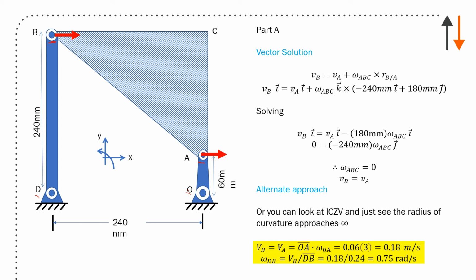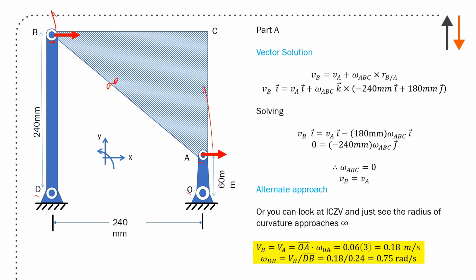And so I can put in the terms, I can solve through, and if you do that, you end up with a solution that tells you that omega_ABC is equal to 0, ABC being this rigid plate here, and v_B equals v_A. And the only reason you can do that is because you have two parallel vectors on the plate.